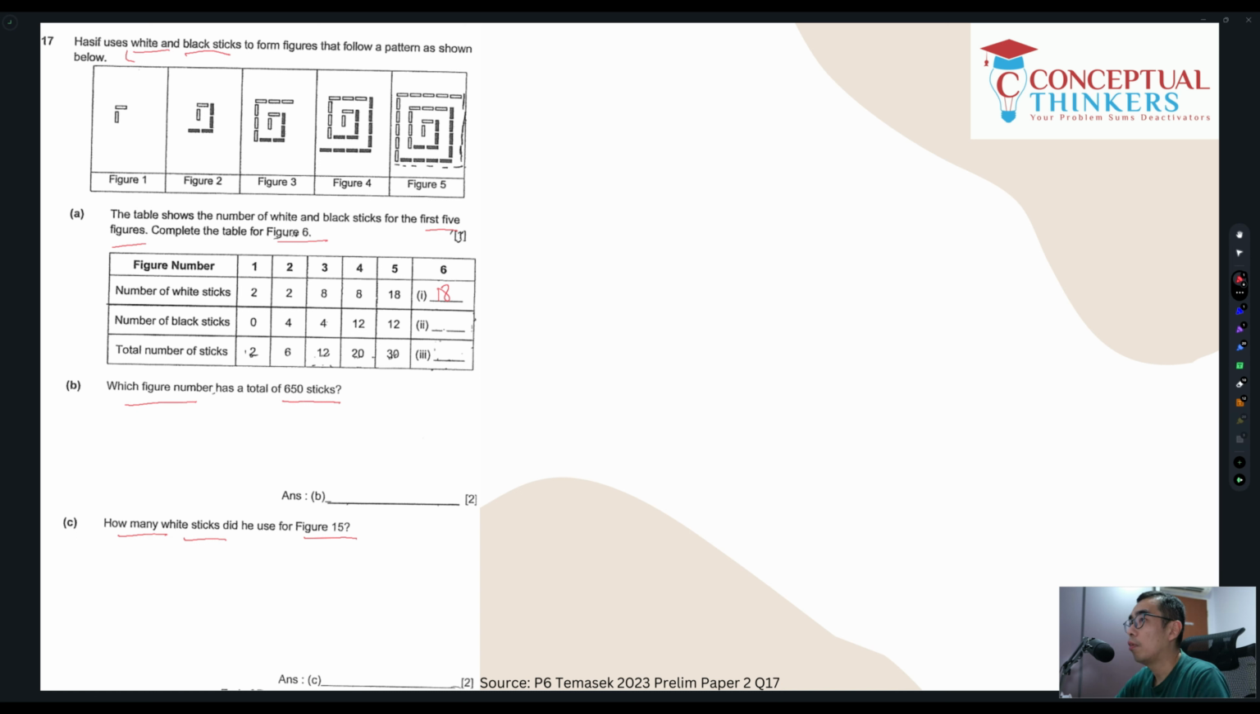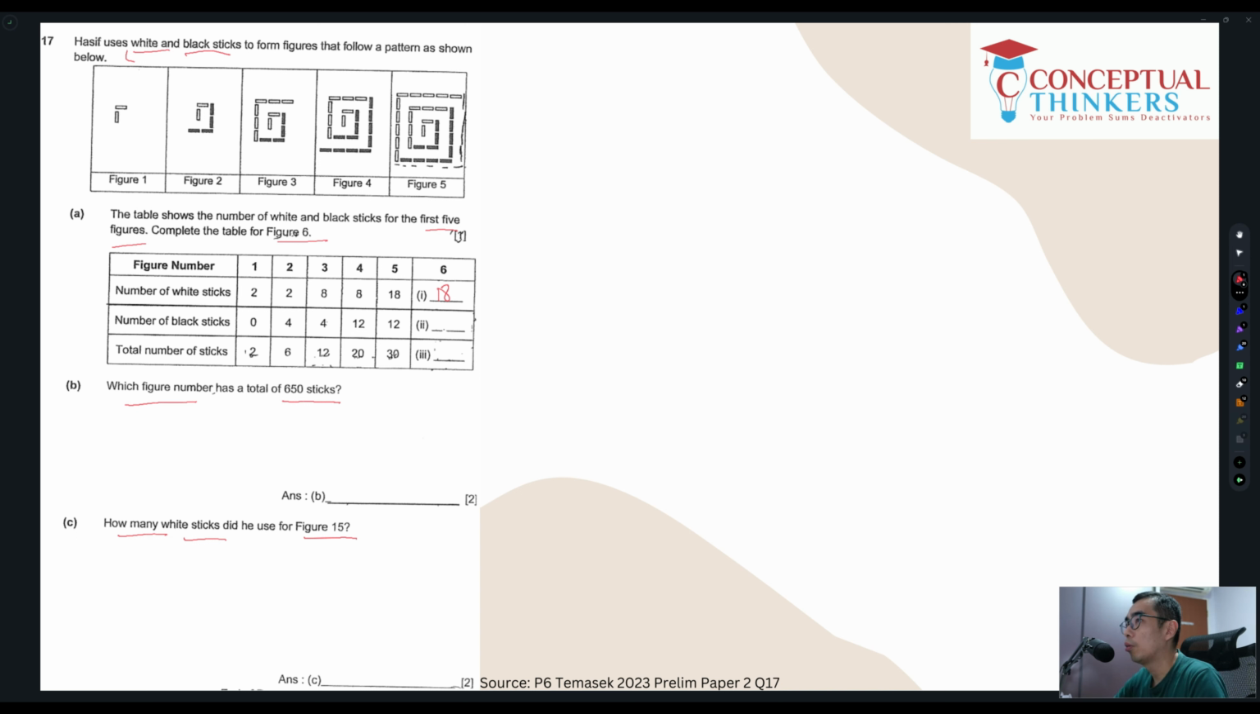Okay, now for the number of black sticks, the first figure is 0, then the second figure will be 4, the third figure will be 4. So the repeated number will start from an even figure number, then the next odd figure number will be the same number of black sticks. So figure 4 will be 12, figure 5 will be 12. Now figure 6, this number will change because every starting of an even figure number, the number of sticks will change. So how do we identify how to do it?